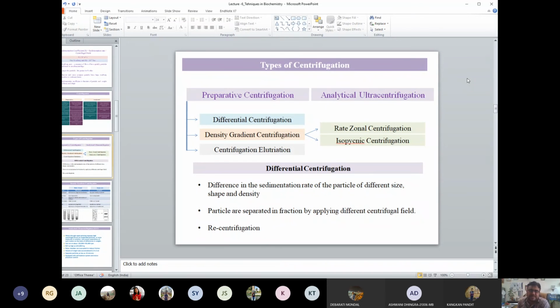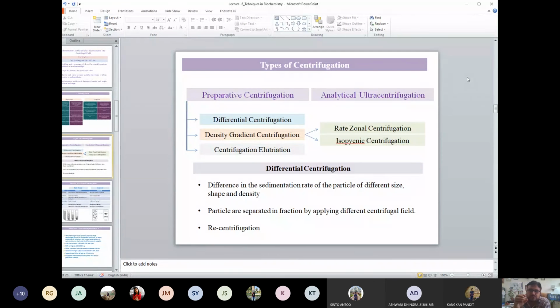Coming to the first, that is differential centrifugation. As I told earlier, it is based on the difference in the sedimentation rate of particles of different size, shape, and density. Such centrifugation can be used for separation of particles having differences in size, shape, and density, and particles are separated in fractions by applying different centrifugal fields. By applying different centrifugal fields, you can easily separate different fractions of that solution having a specific particle. And you can use this for recentrifugation also.